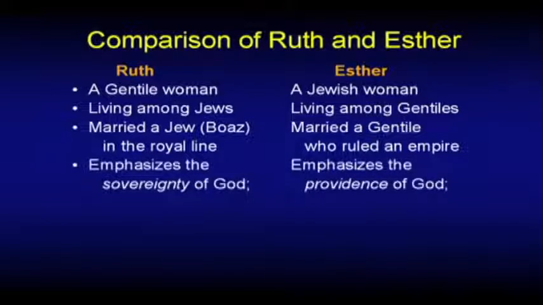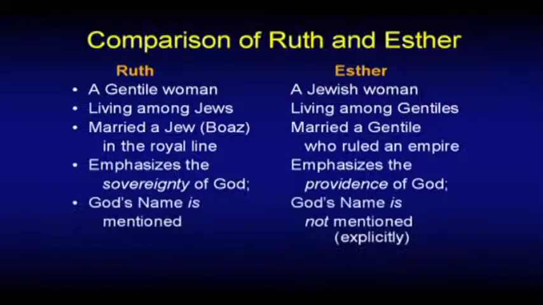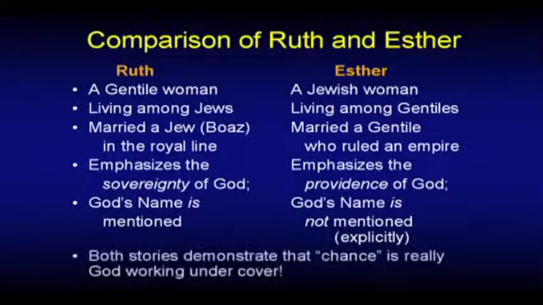Ruth emphasizes the sovereignty of God, and Esther emphasizes the providence of God. God's name is manifest in the narrative of Ruth. God's name is not mentioned explicitly in Esther. Both stories, though, are monumental in their emphasis that chance doesn't really exist. Chance is really God working undercover. And that's glib to talk about academically. It's important for us to remember that personally.